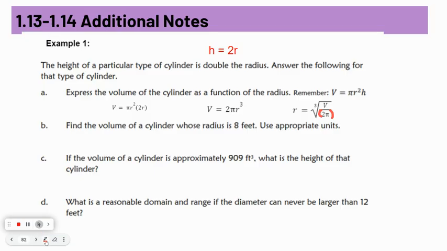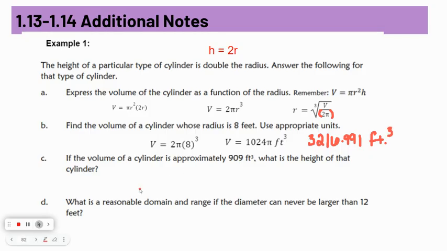Now when we look at the volume of our cylinder whose radius is 8 feet, it says to use appropriate units. So I'm going to use my volume formula and plug in 8 for the radius. When I plug all that in, I'm going to leave my answer in terms of pi. I get 1,024 pi feet cubed. If you put this into your calculator, you end up getting 3,216.991 cubic feet.